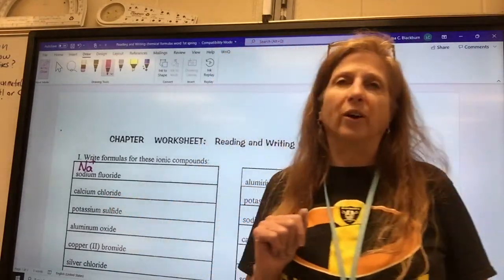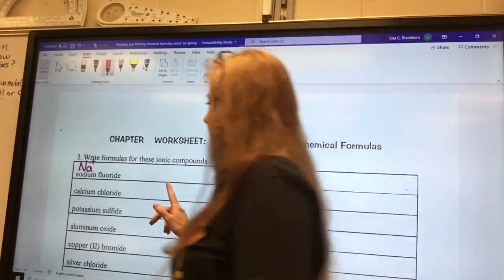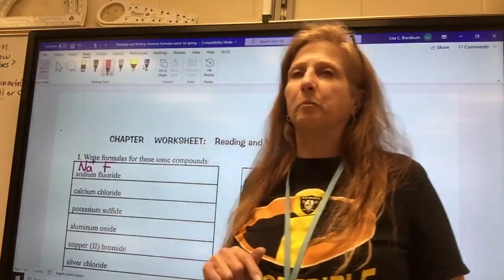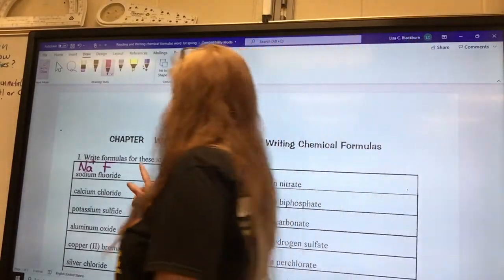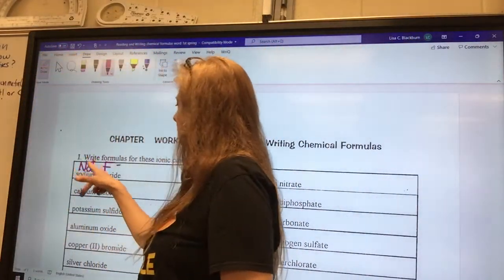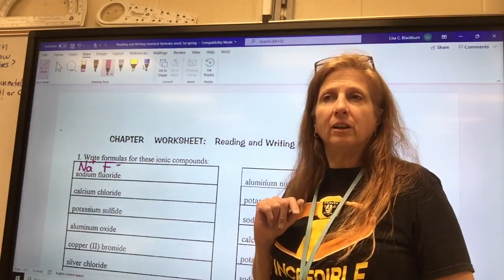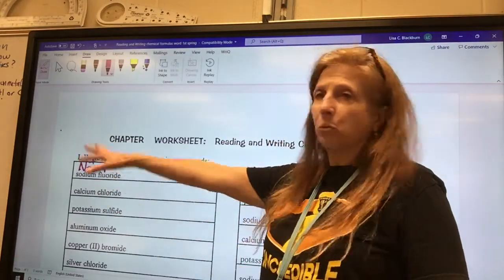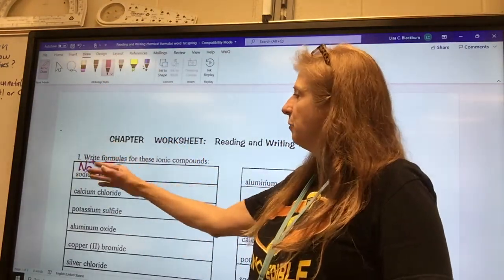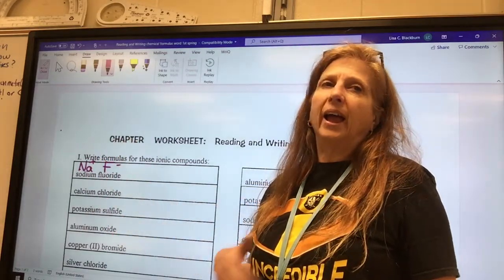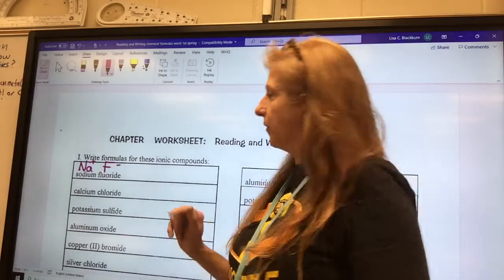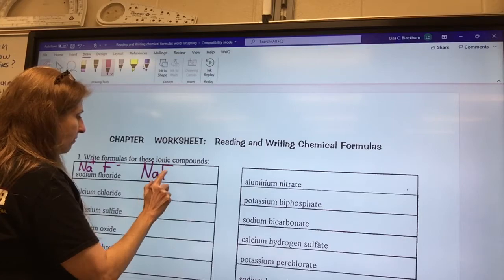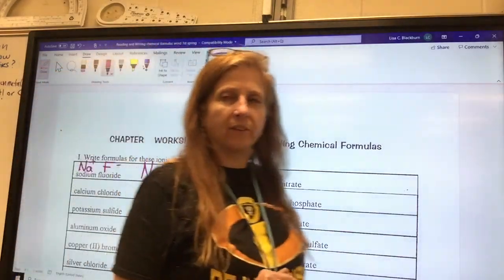What's the symbol for fluorine? F. So we write an F right here. And what charge does fluorine have when it becomes an ion? -1. Okay, so now we check our math. Is 1 minus 1 0? Yes. So if it makes 0, whether or not they're ones or something else, if it just makes 0 without having to have extra copies of it, you just write them together. So our formula is NaF. More fun with sound effects.